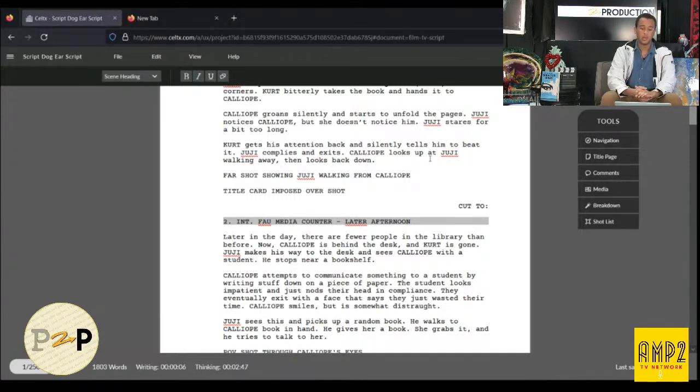So yeah, the idea is to make a script as thorough as possible so that everybody knows what they're doing, not just the actors and actresses, but the cinematographer, the script director, the supervisor, production assistants and so on.